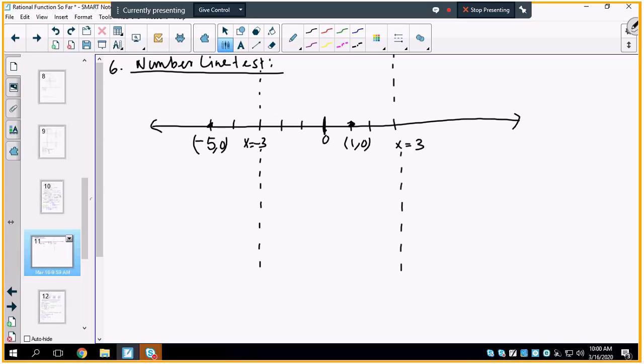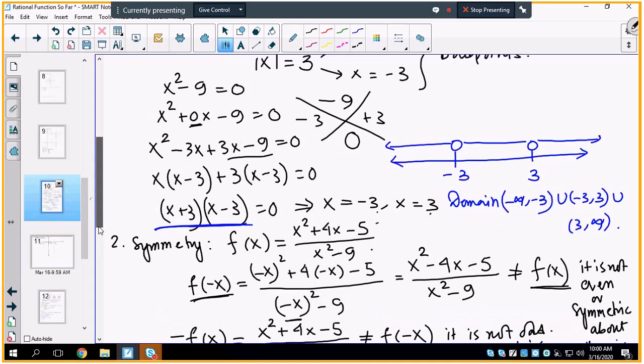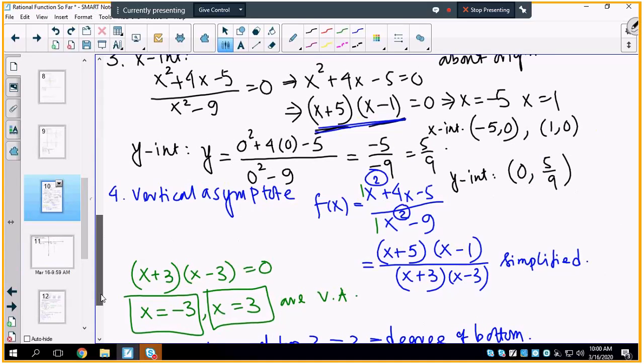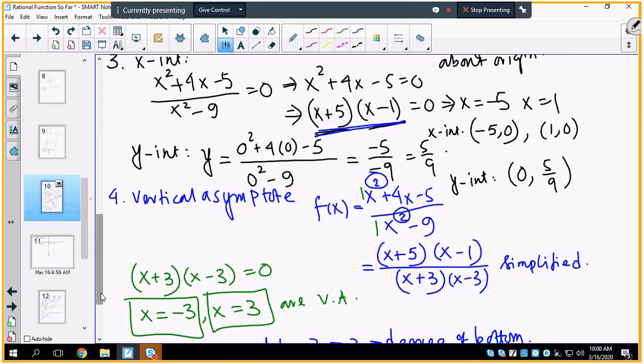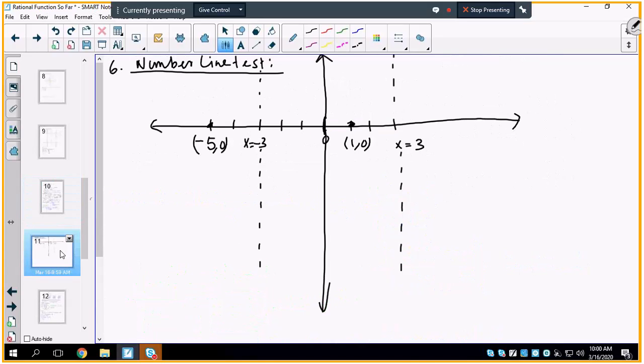Now at 0, on the y-axis, I know the y-intercept as well. If I go back, the y-intercept is given by (0, 5/9). So it is less than 1, almost 1/2. So I will say here is the point (0, 5/9), and that's where the graph will cross the y-axis.